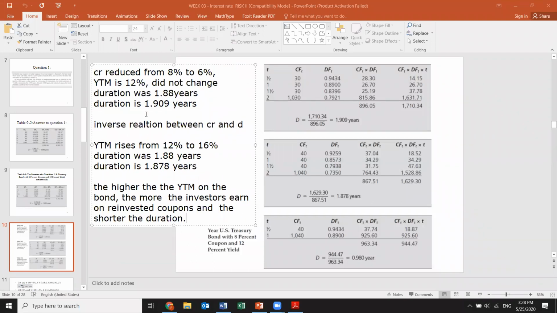So we can make a conclusion on this. Once the YTM increases, that will reduce the duration, and that will make the investors earn more money on the reinvested coupons. So here we have the same inverse relationship as well with the rate. Basically, there is an inverse relationship between duration and the rate itself. Now, let us go further.